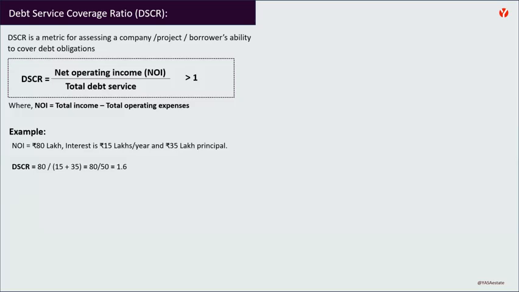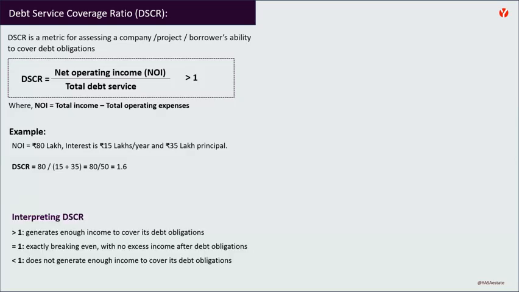Suppose a company has a net operating income of 80 lakhs, and it has to pay 15 lakhs in interest and 35 lakhs in principal every year. To calculate DSCR, we divide the net operating income by the debt service, that is 80 lakhs divided by 50 lakhs, which gives us a DSCR of 1.6. So the company has 1.6 times the income needed to cover its debt payments. This is a good sign because it shows the company has a cushion to cover unexpected expenses or fluctuations.